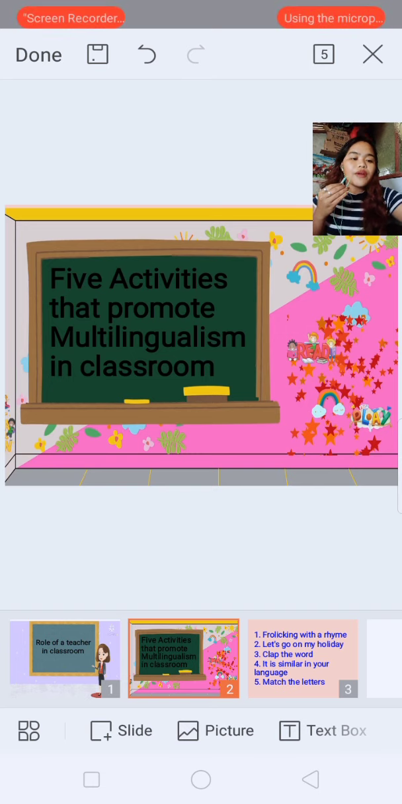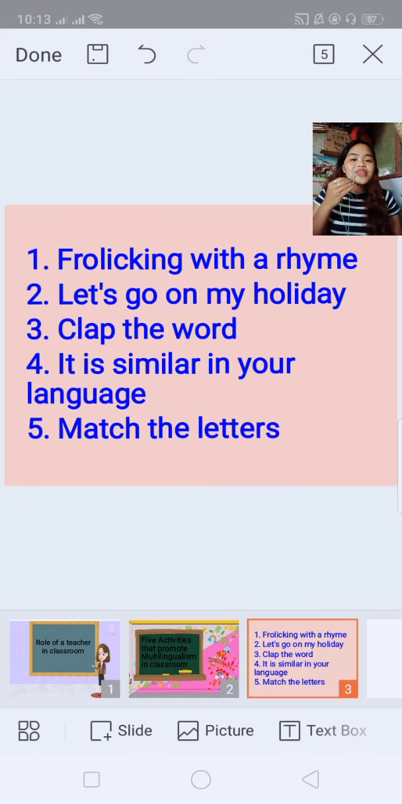So here, the first activity is titled Frolicking with a Rhyme. In this activity, it aims to widen language awareness and to develop the basic idea of a foreign language through short rhyme in a foreign language. Also, it helps students to learn about features and characteristics of a foreign language in a natural and fun way, and gives an example of using rhyme in a different language from their own. Through the rhyme, other children will begin familiarity with the sounds and form of the language as well.